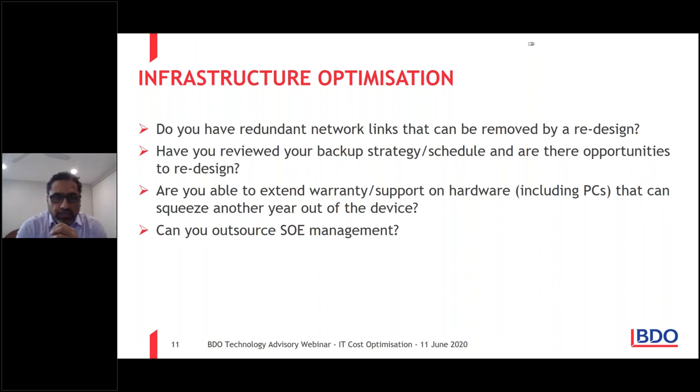The next one, backup strategy. Again, a lot of organizations are still on on-premise applications. So backup strategies, how often you're doing it, and how those backups are managed could be an area to look into, especially if you have started moving some of those applications to the cloud.